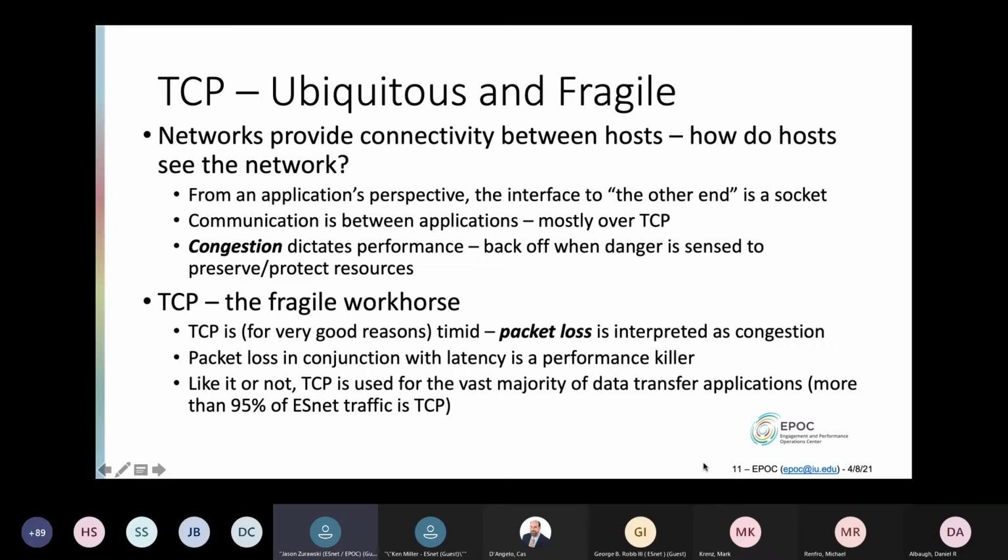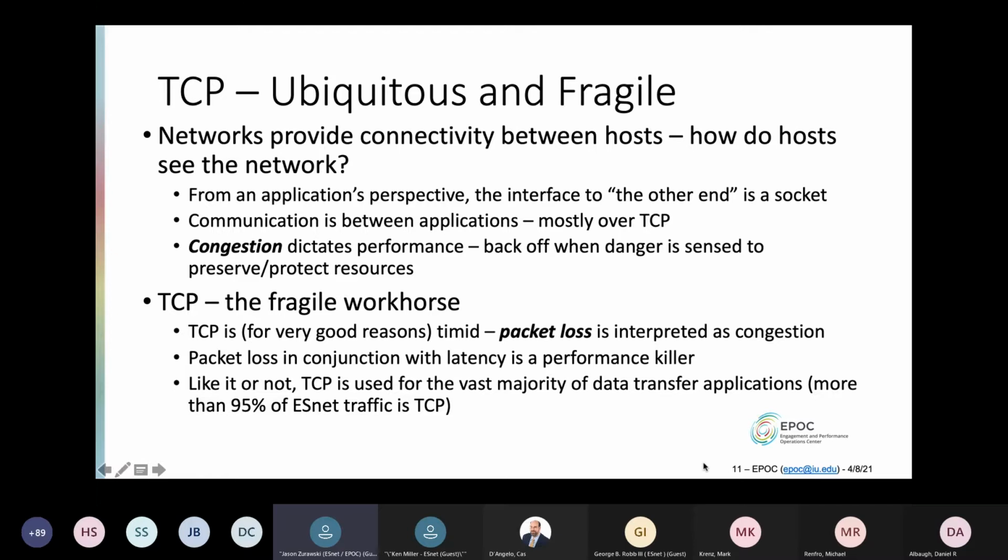Why do we do all this? We do this because of the protocols that work under the hood. So TCP, like it or not, is one of the most prevalent and used protocols on the internet. It's used for almost everything on your regular PC, and unfortunately, it's used for a lot of the high performance stuff as well.